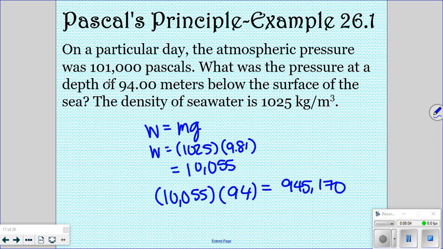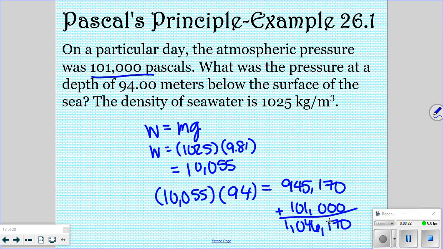However, we also have the pressure from the atmosphere. So we have to add the 101,000 to give you a total of 1,046,170. And so then we have to go back to our sig figs. This number only has 3 sig figs. This one has 4, and that one has 4. So our final answer has to have 3. So we're going to stop with this 4. So 1.0, it's going to round to a 5, and then times 10 to the 6th.